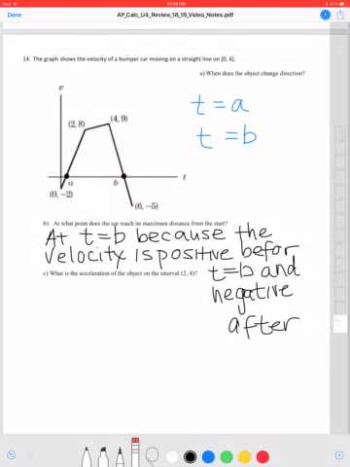Alright, what is the acceleration of the object on the interval 2 to 4? Well, acceleration is the derivative of velocity, and the derivative is just slope or rate of change. So they're asking me what is the slope on the interval 2 to 4. Alright, well, that's a little simple rise over run situation.